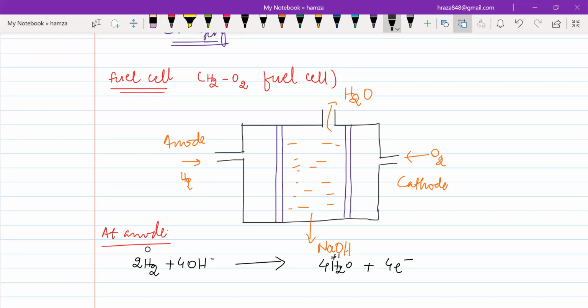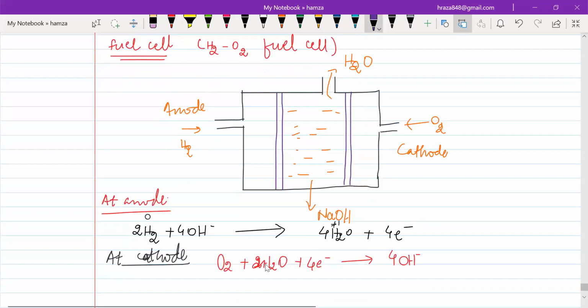Also, at cathode, there will be reduction. So how the reactions take place at cathode: you can see there is O2 and H2O combining with 4 electrons to form 4OH minus. You can find the oxidation state of the respective elements and you will get it easily. Which one is reduced? And the net cell reaction is 2H2 plus O2.